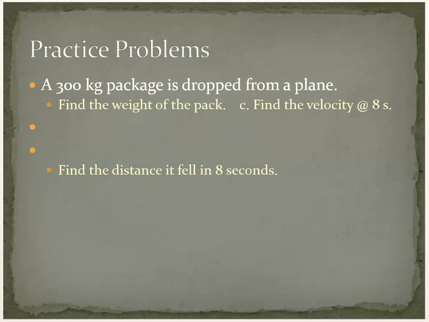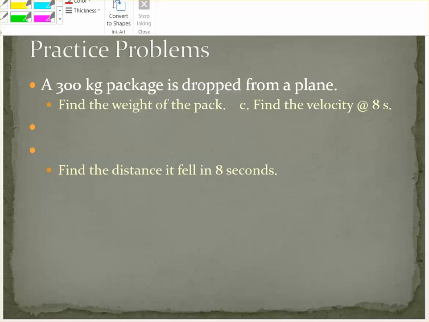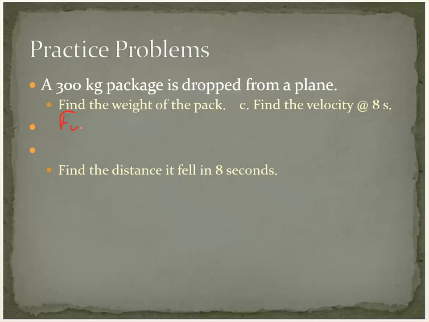All right, find the weight. Well, the weight for this is going to be mass times gravity. Our mass is right here, 300 kilograms. Kilograms tells me weight. Dropped, what does that word drop mean? That means that gravity is acting on it. So we're going to use 10 as our gravity, and that's meters per second squared. So the mass is 300 times 10. So our weight is 3,000 newtons.